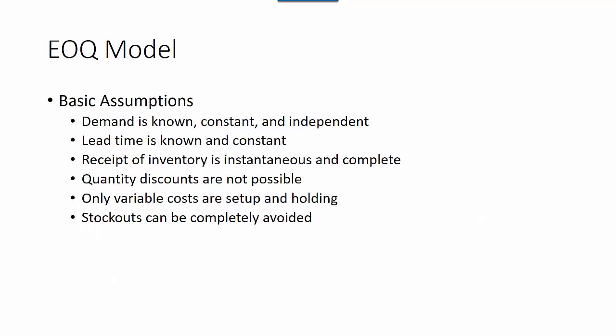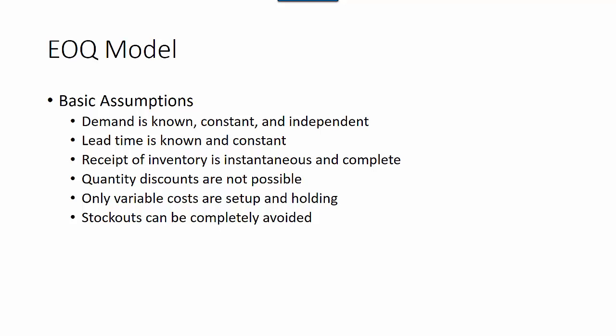The basic assumptions then of the EOQ model is that demand is known, constant, and independent. So again, we said that the demand on the last slide is always the same. We know exactly what it is, and we're saying that there's never going to be any variation in that. And that's going to come in handy when we look at one of the graphs coming up. Lead time is known and constant. So again, we know exactly how long it's going to take for our supplier to ship a part to us, and there's never going to be any variation on that.